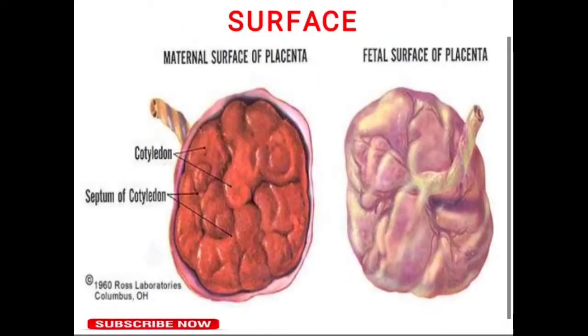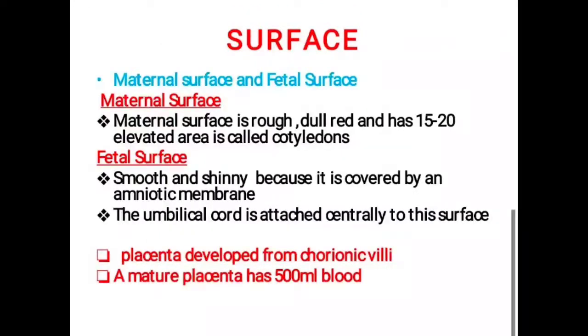Next, we will discuss the surface of the placenta. The placenta has two surfaces, the maternal surface and the fetal surface. First, the maternal surface of the placenta is rough and dull red in color. It has 15 to 20 elevated areas called cotyledons.